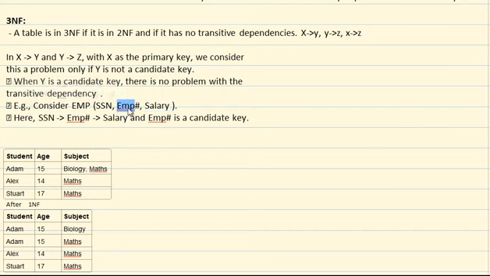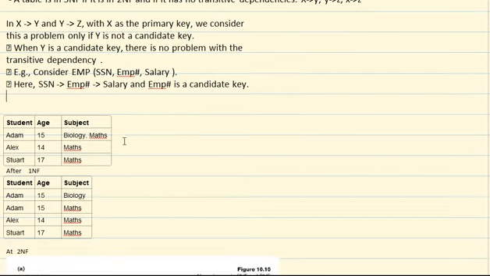But if Y was a non-prime attribute, then this would have been a problem, and you would have to apply 3NF normalization and separate these tables out. So here, like I said, SSN determines employee number determines salary, and employee number is a candidate key. So this table is acceptable and does not have to have 3NF normalization applied.